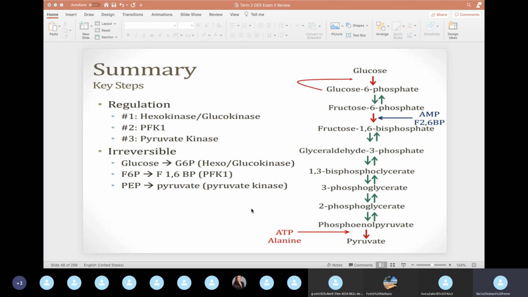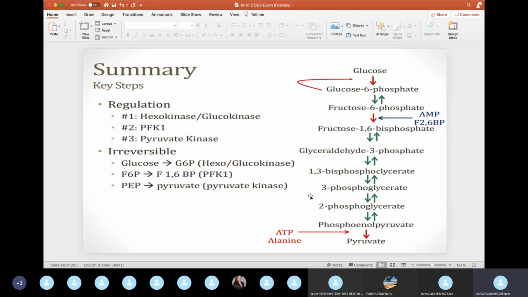So meaning when you undergo gluconeogenesis, you have 3 different enzymes. Because these are irreversible, you need to have different enzymes for this one to undergo gluconeogenesis. We're going to talk about that later. Don't forget the regulations.